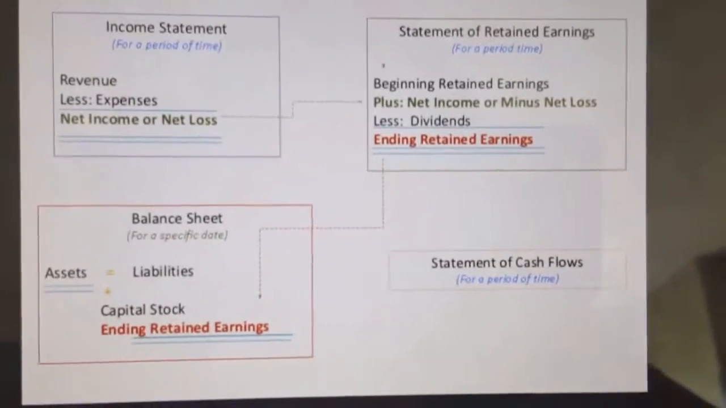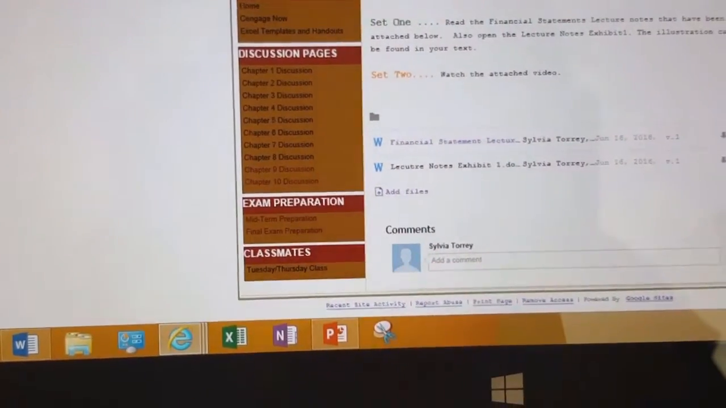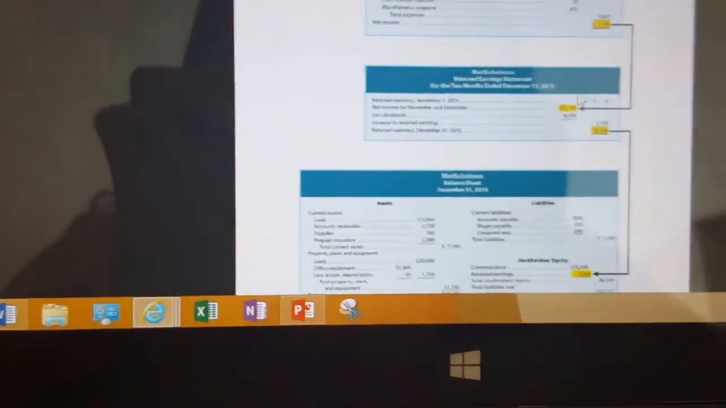Okay, so let's look at, really fast, an example. Oh, really? Did I close it? Okay, here we go.